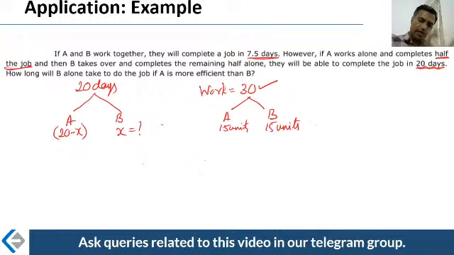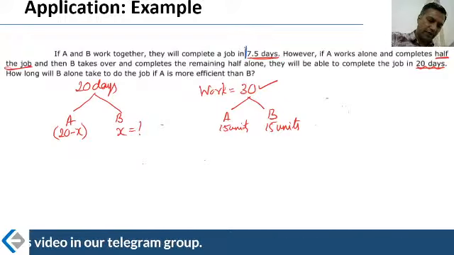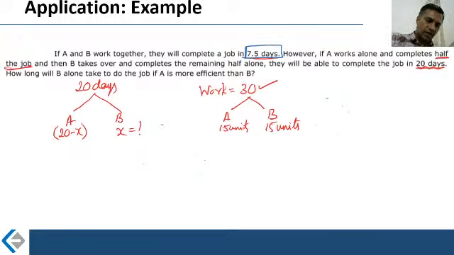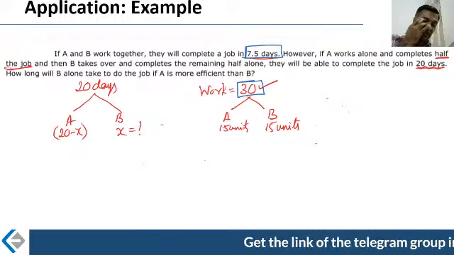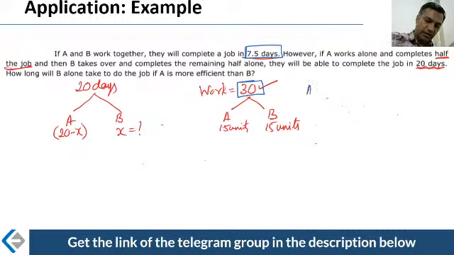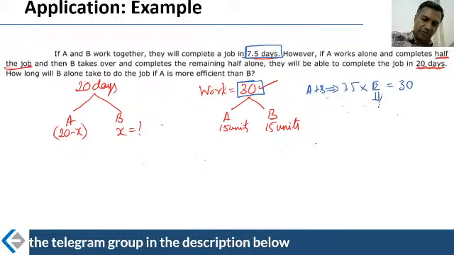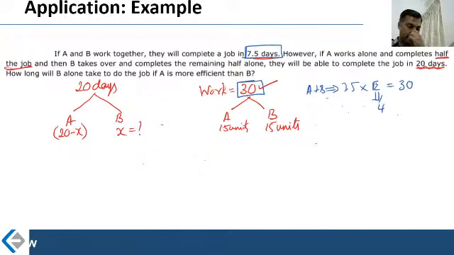Let's put a closure there and come further. How many units are they doing per day? In 7.5 days they completed the job, and 30 units is the work. So A and B working together for 7.5 days, what is the efficiency? The combined efficiency, guys, multiplied by 7.5 should equal 30. Therefore, the combined efficiency is 4. Good.